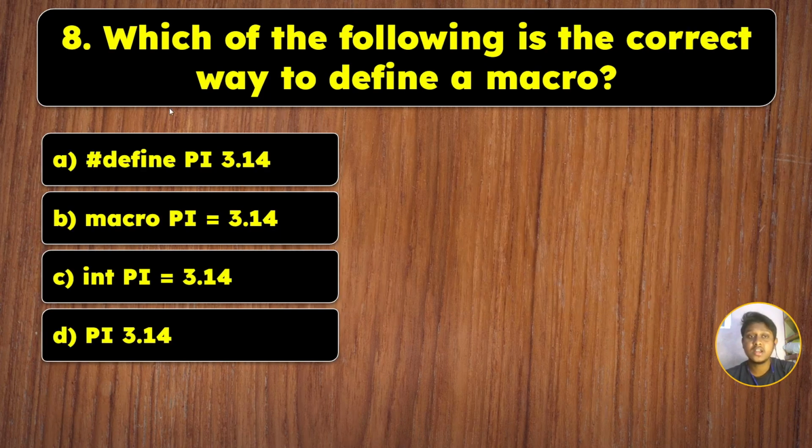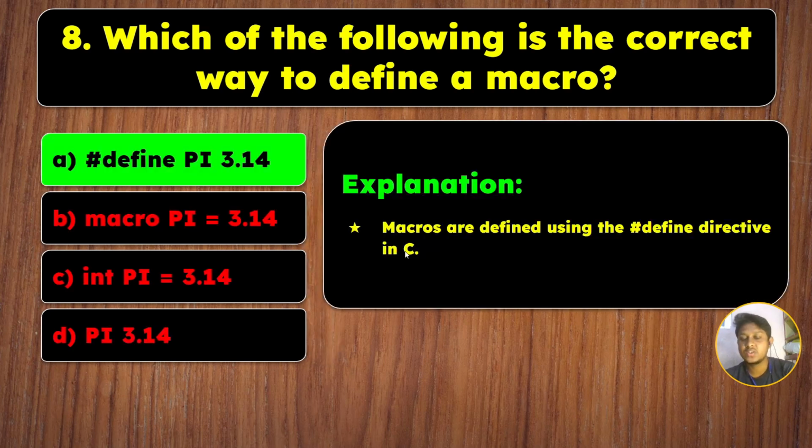Our next question is, which of the following is a correct way to define a macro? Here we are talking about how we can define a macro. So option A says hash define pi space 3.14. Option B says macro space pi equal to 3.14. Option C is int pi equal to 3.14, and option D is pi space 3.14. So here the correct answer will be option A. As you can see, macros are defined using the hash define directive in C.